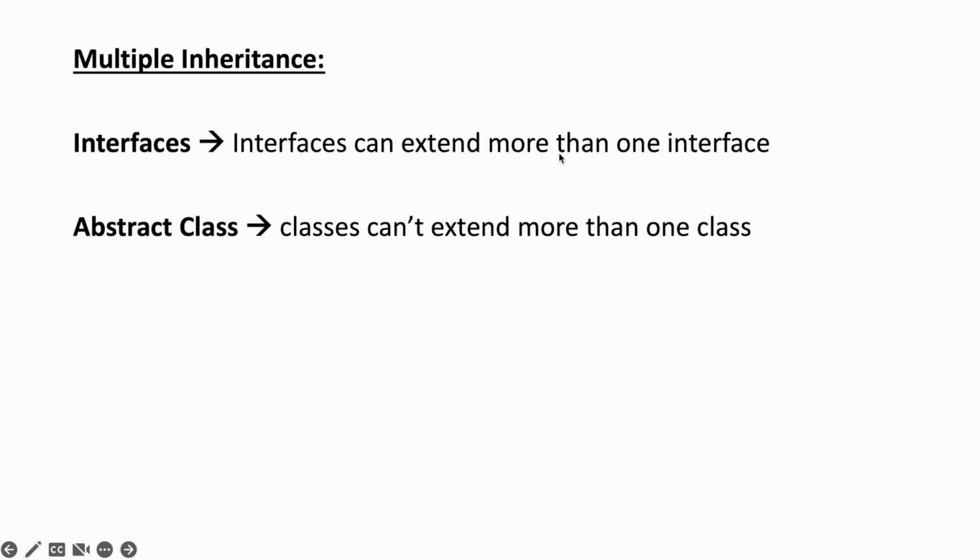Interfaces can extend more than one interface, so we can achieve multiple inheritance through interfaces. Abstract class won't allow more than one class. These are all the main differences between abstract class and interface in Java.